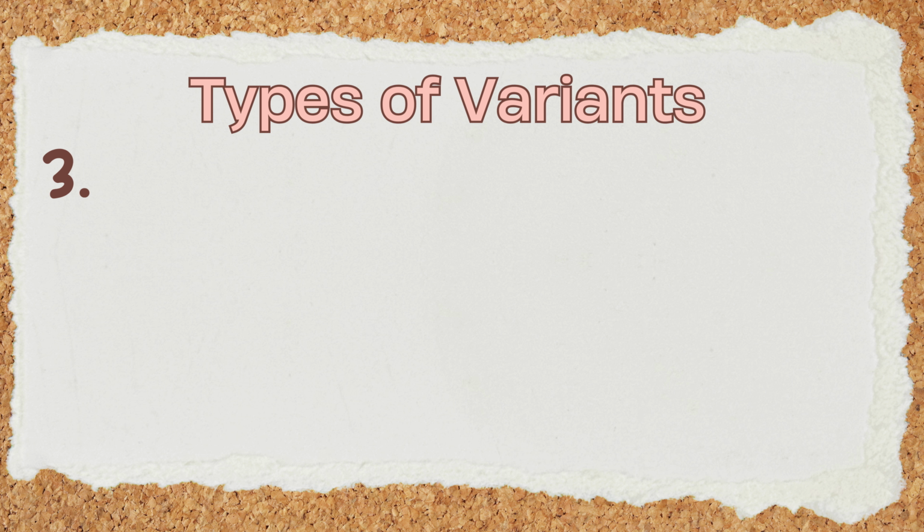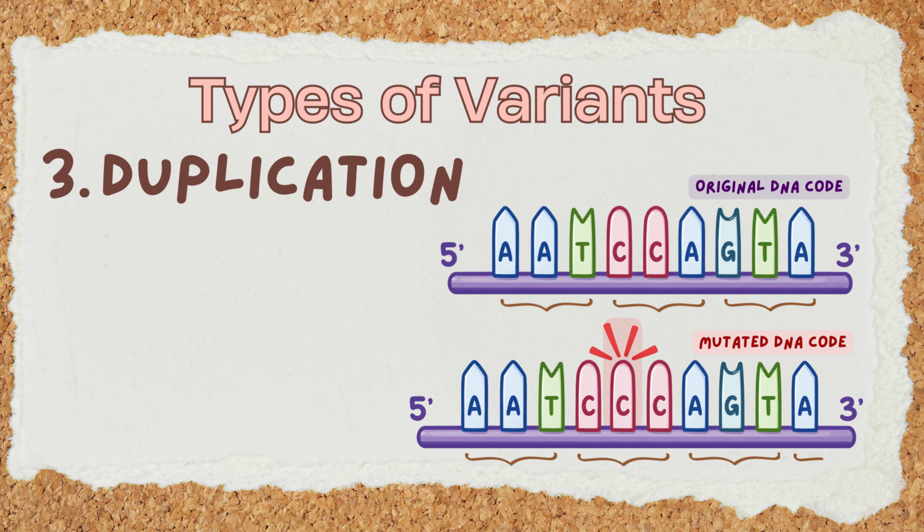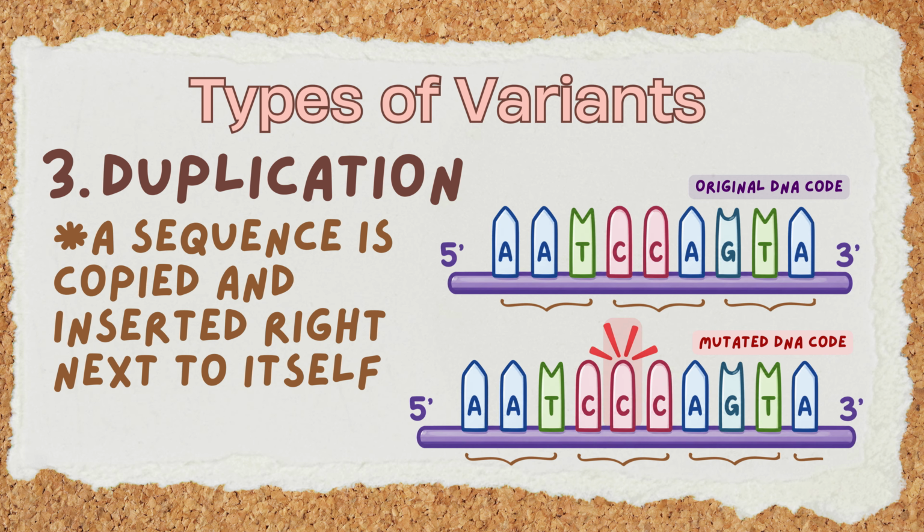Next, we can have a duplication. A duplication means that a sequence is copied and inserted right next to itself. For example, c.5dupT. This denotes a duplication of the T nucleotide at position 5.